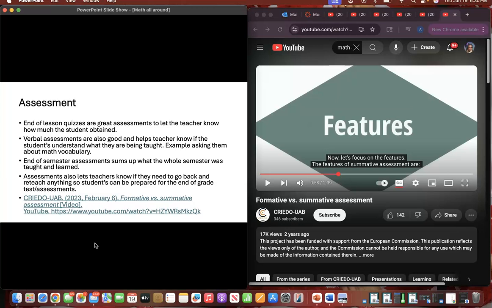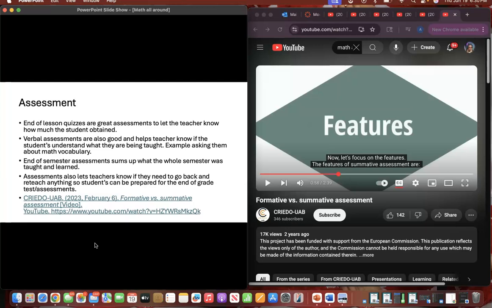Assessment. End of lesson quizzes are great assessments to let the teacher know how much the student obtained. Verbal assessments are also good and help teachers know if the students understand what they are being taught. Example, asking them about math vocabulary. End of semester assessment sums up what the whole semester was taught and learned. Assessments also let teachers know if they need to go back and reteach anything so students can be prepared for the end of grade tests/assessments.